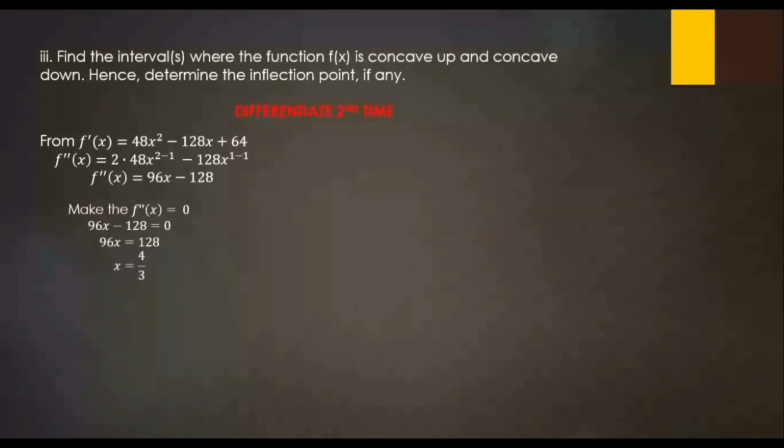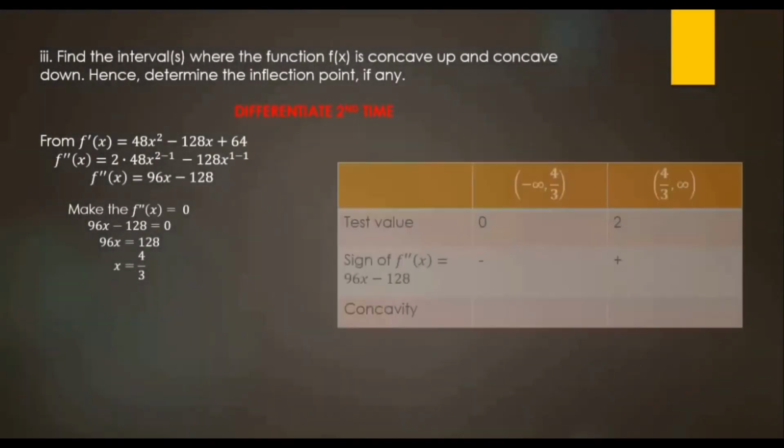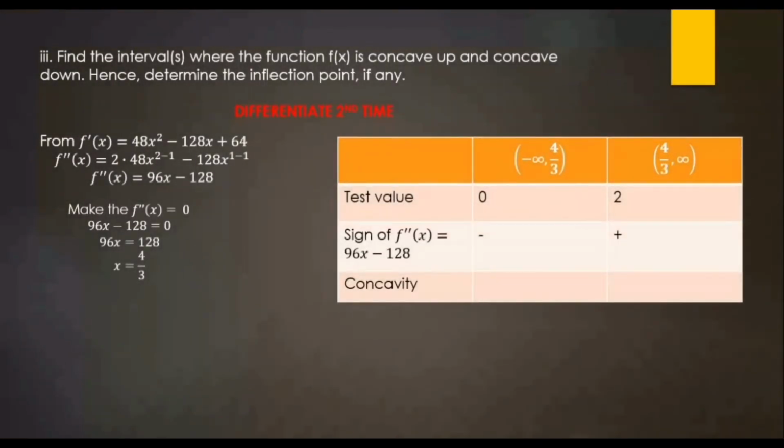Next step, we make f double prime x equal to 0. Then we will get 96x minus 128 equals 0. We will get x equals 4 over 3. From there, we can draw a table consisting of two intervals, which are negative infinity to 4 over 3 and 4 over 3 to infinity. We will use 0 as the test value for negative infinity to 4 over 3 and 2 as the test value for 4 over 3 to infinity.